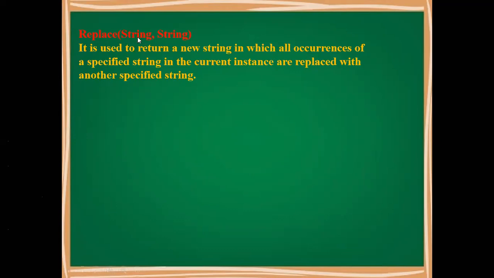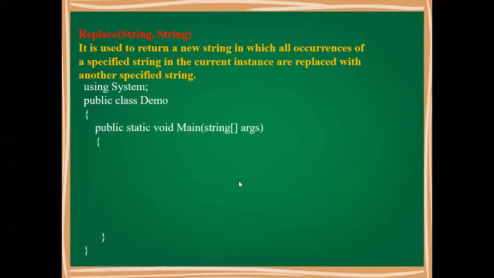So as you can see, you need to give a string to replace, a letter or character, and a string to replace with, किस string के साथ replace करना है. So it is used to return a new string in which all occurrences of a specified string in the current instance are replaced with another specified string.